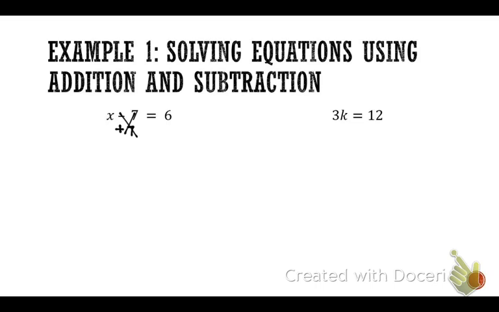We need to get the variable by itself. My rule says whatever I do to one side, that's that property of equality, if I do it to the other side, I'm not changing anything. I'm simply getting x by itself. And x equals 13, okay?